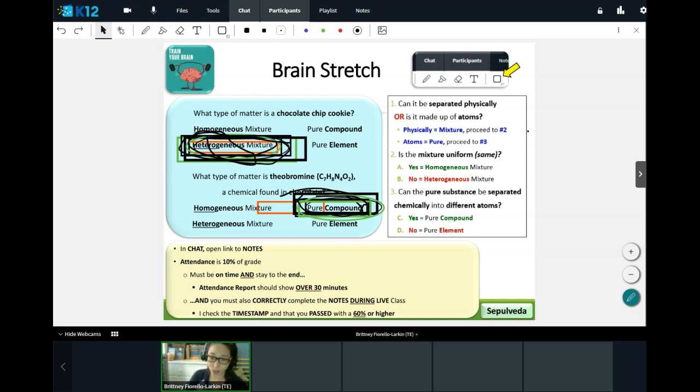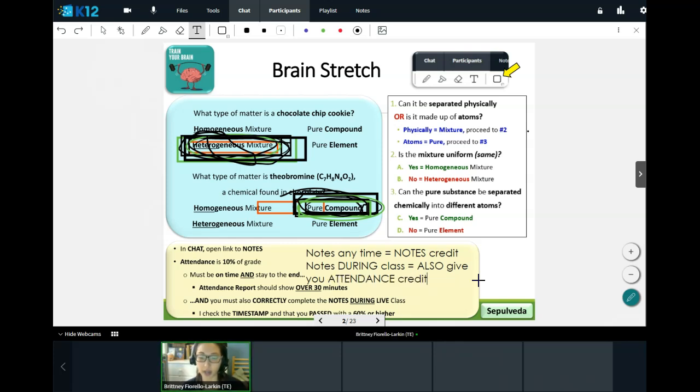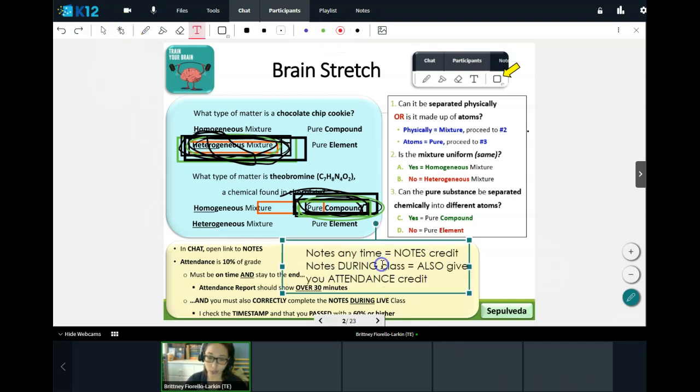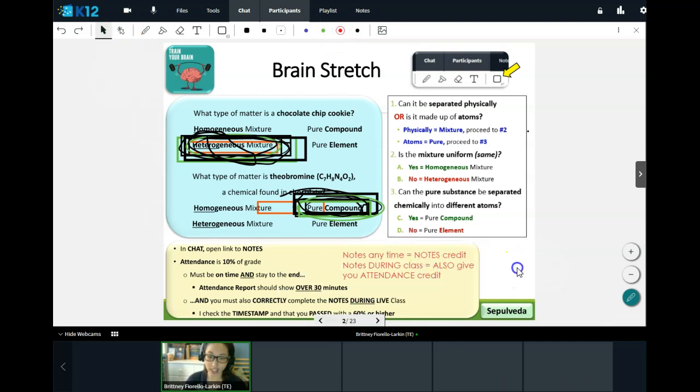Make sure you have your notes open because part of your attendance is, did you do your notes during class? Again, you can do your notes at any time, right? So notes at any time will give you notes credit. But if you do notes during class, that will also give you attendance credit. So remember, I don't have an attendance word or anything. I just check, did you do your notes, which we were doing during class? During class. That's all I check.